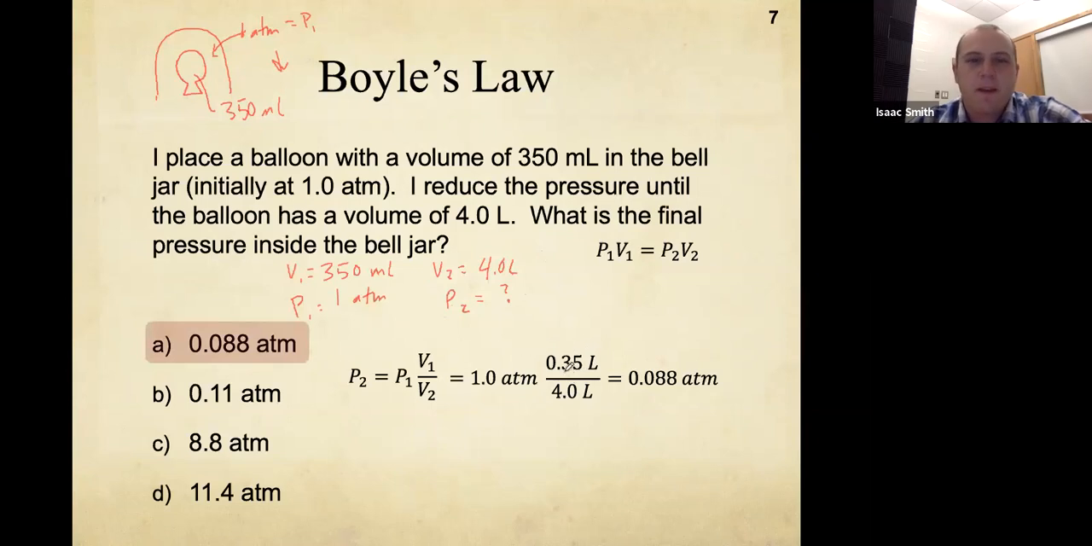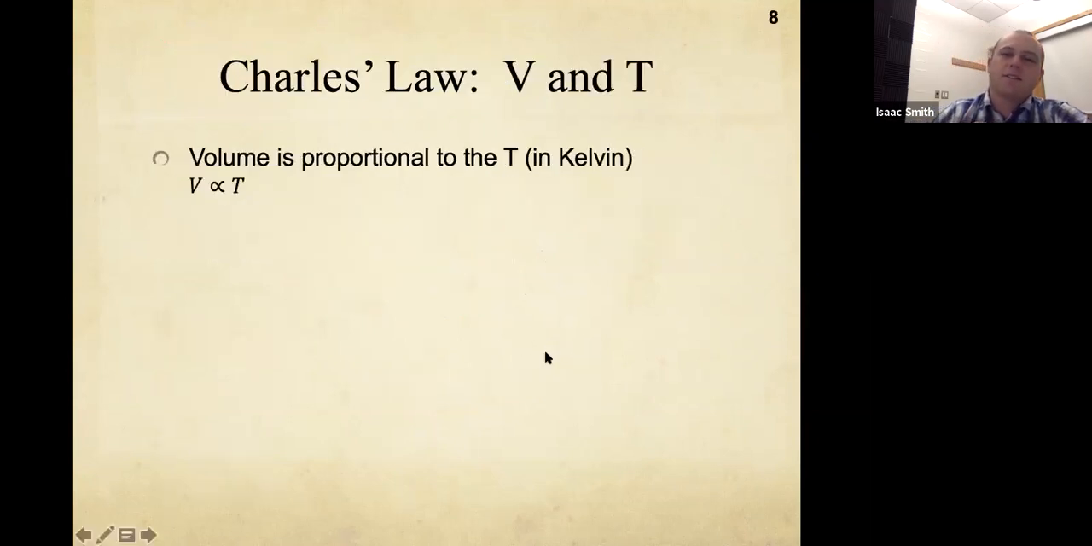Cool. All righty. Charles' law. Now we're going to be looking at volume and temperature. Volume is proportional to temperature, and that means as volume increases, temperature would also increase. Again, if you like the derivation idea, for Charles' law we're just dealing with volume and temperature. So this is going to be an example where pressure and number of moles are constant, and R is always a constant.